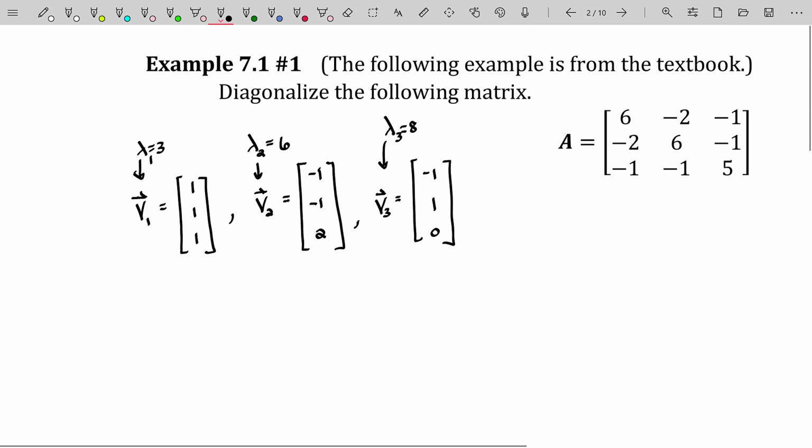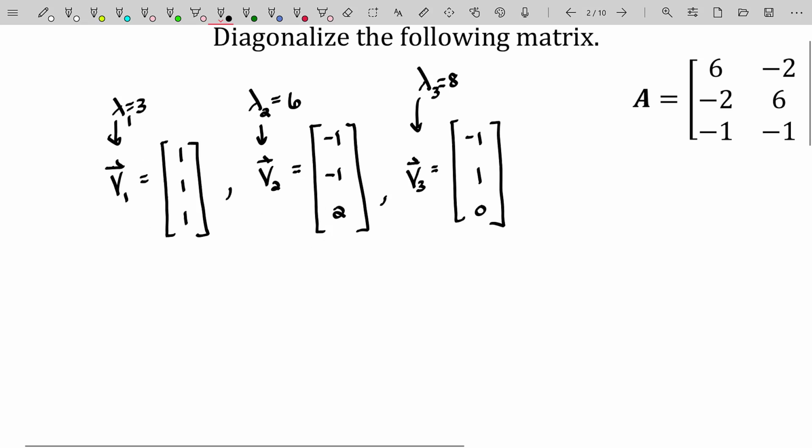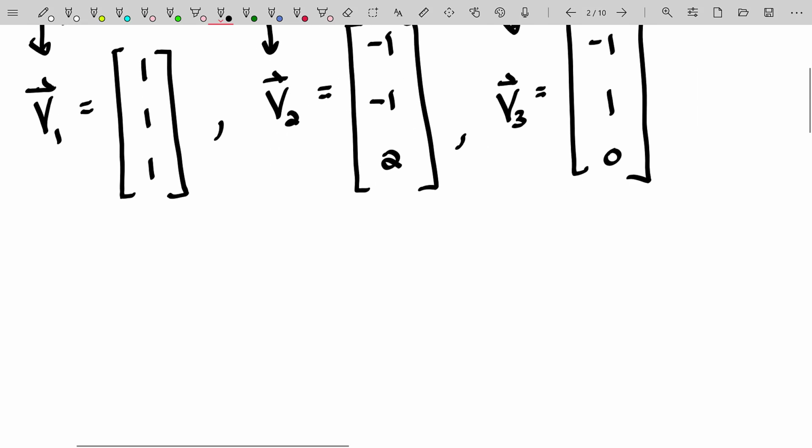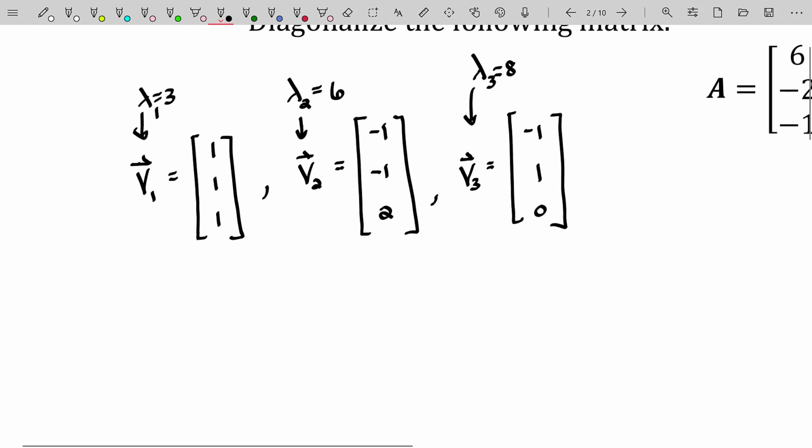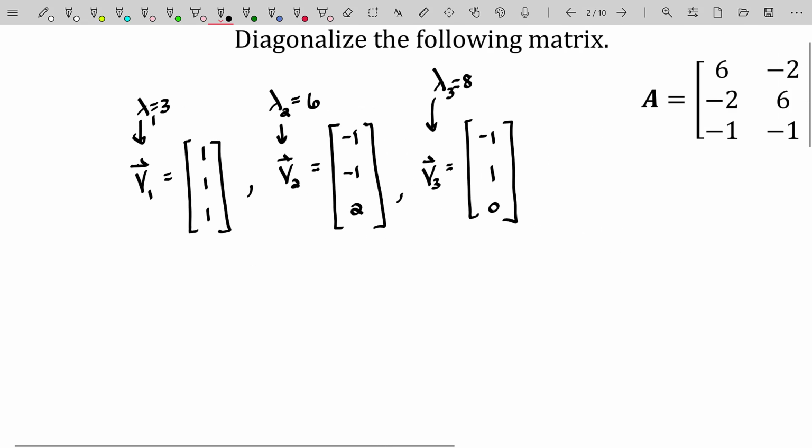And obviously, just from our previous experience diagonalizing matrices, we could right now go ahead and write A as the product of three matrices. One being P, which is the matrix having these eigenvectors as its columns. The next one being D, which is the diagonal matrix having 3, 6, 8 as its diagonal entries. And finally, P inverse, which is just the inverse of P.